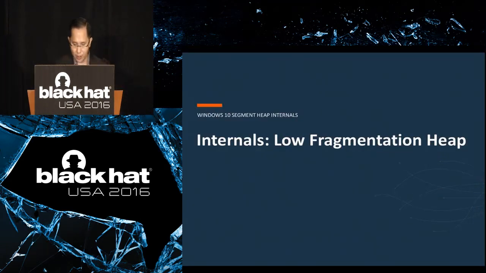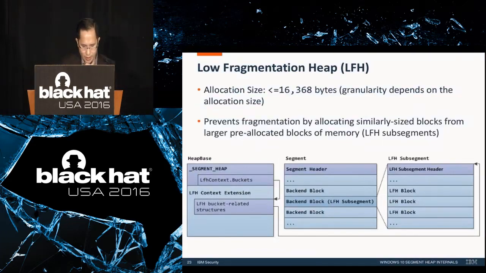Now we go to the low fragmentation heap. The low fragmentation heap, or LFH, services allocation requests for less than or equal to 16,368 bytes. And the allocation granularity depends on the allocation size. So similar to the LFH in the NT heap, the LFH prevents fragmentation by allocating similarly sized blocks from larger pre-allocated blocks of memory, which in this particular case are the LFH subsegments. LFH subsegments are just a special type of backend block, and LFH bucket-related structures here, which are allocated from the LFH context extension, point to these LFH subsegments.